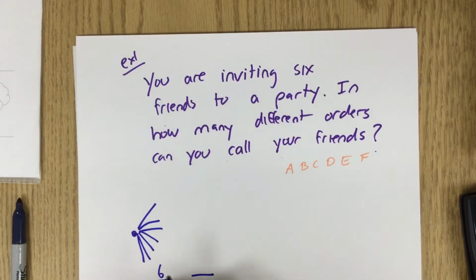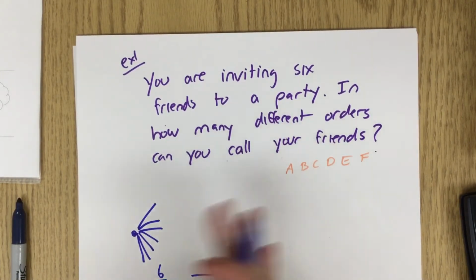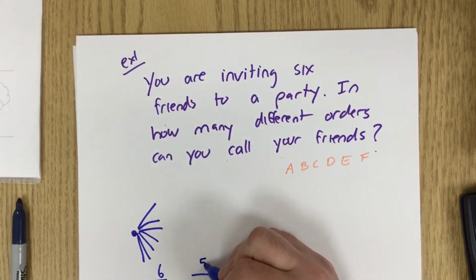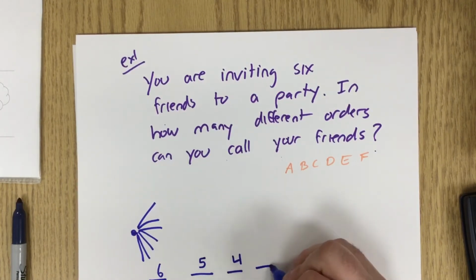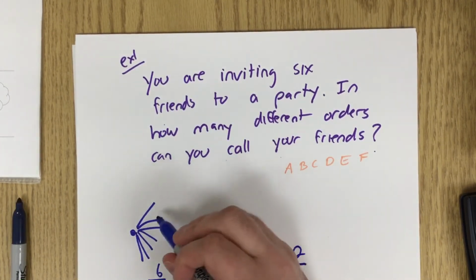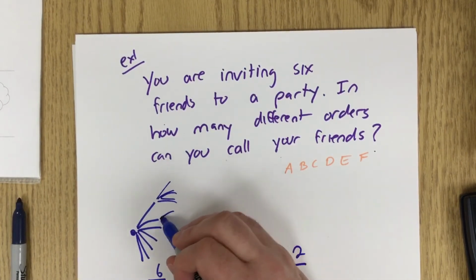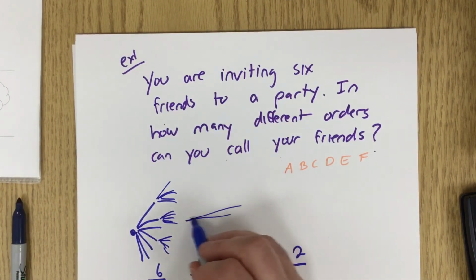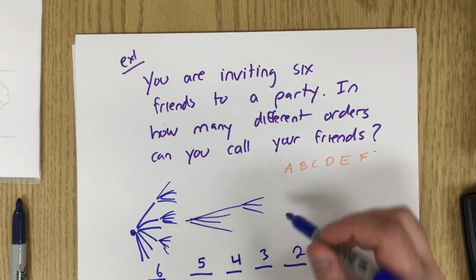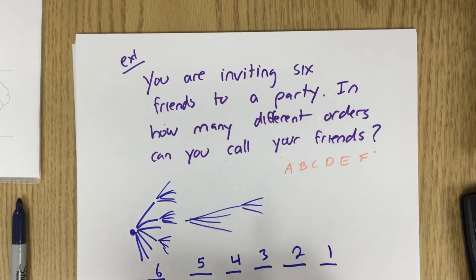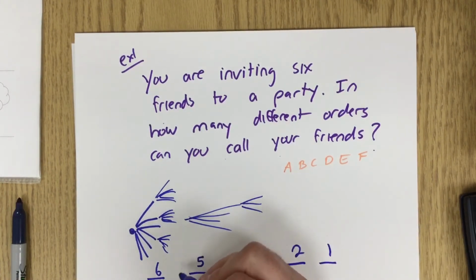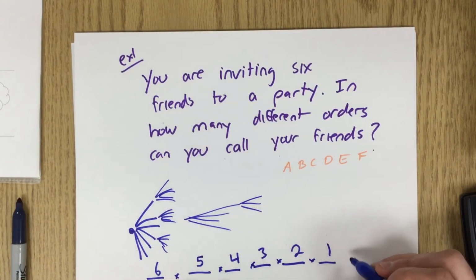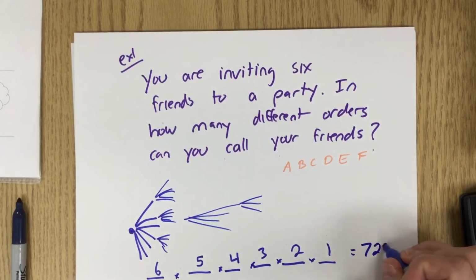For the second person to call, we've already called somebody first. So this is one of those decreasing ones where we have a pool and there's fewer of them left each time we call. So it'd be 6, then there's going to be 5. And then there's going to be 4 people to call, and then 3 people to call, right? And then for each of those, there's 2, and then 1. 6, 5, 4, 3, 2, 1. And for a tree diagram, what we do is we multiply it, and we get 720.